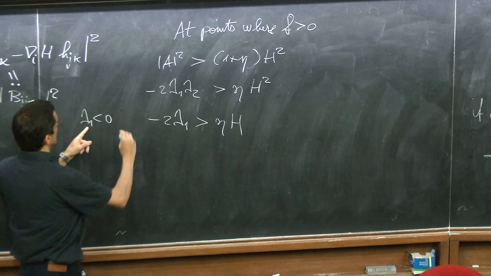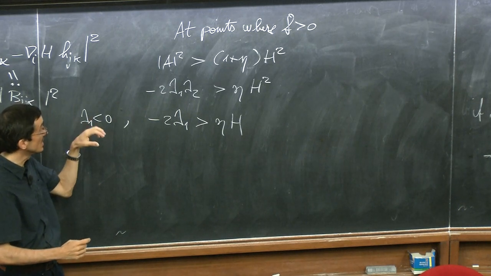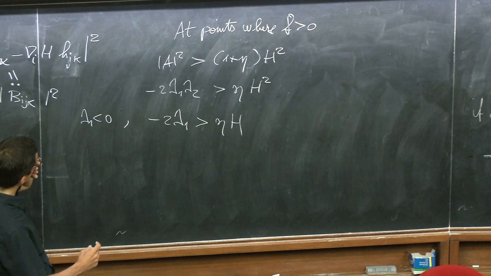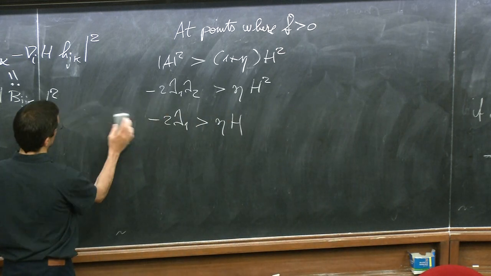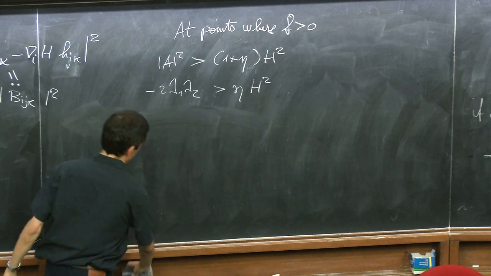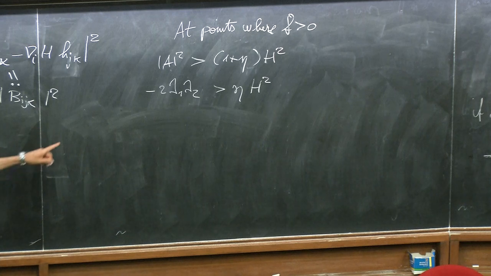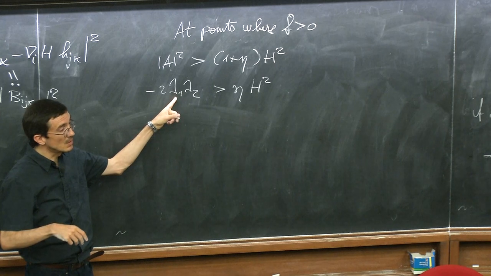So this implies lambda... this is only possible if lambda 1 is negative, then lambda 2 is greater than... no, I think this is not true. Now I don't remember exactly, but anyway, this shows that lambda 1 cannot be too close to 0.